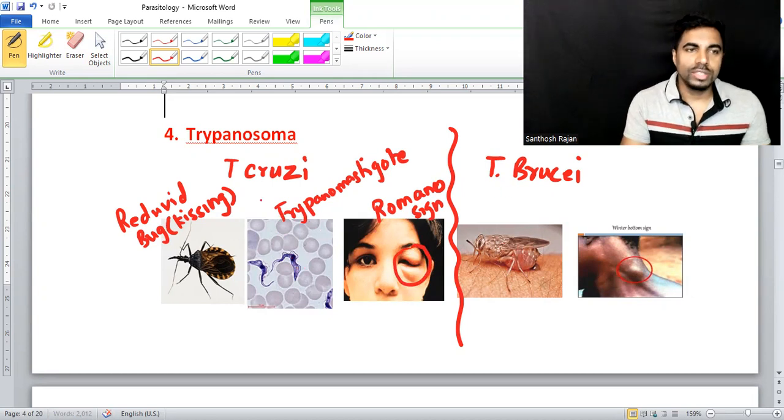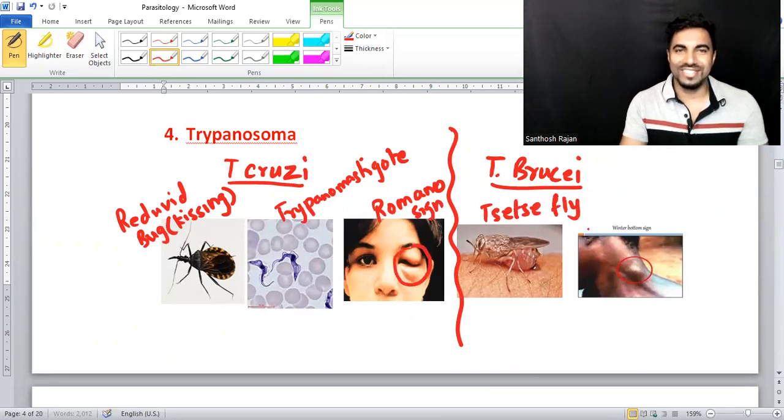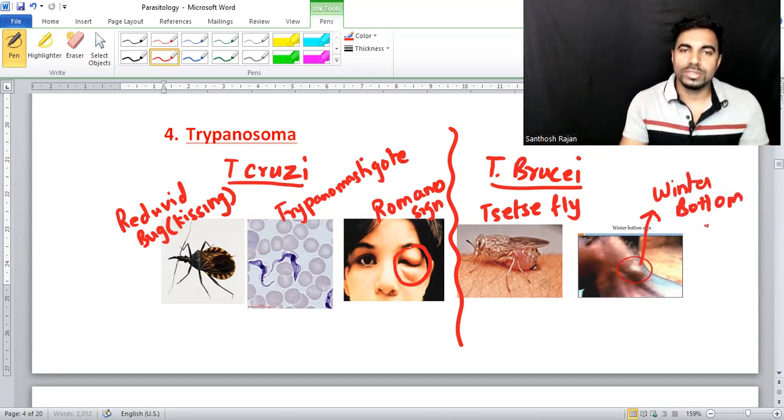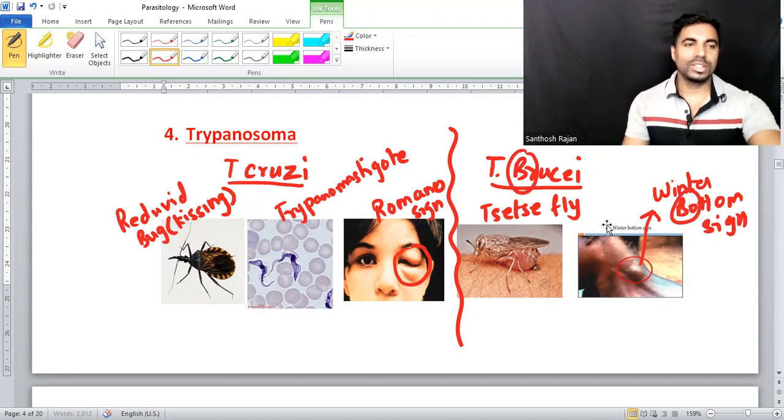This is for cruzi, the redweed bug. For brucei, it is what? The tsetse fly, the second T is silent, we call it a tsetse fly. And what you're seeing here is the cervical enlargement, which is called Winterbottom sign. Winterbottom sign. B for B, brucei bottom. Now next, go to individual.